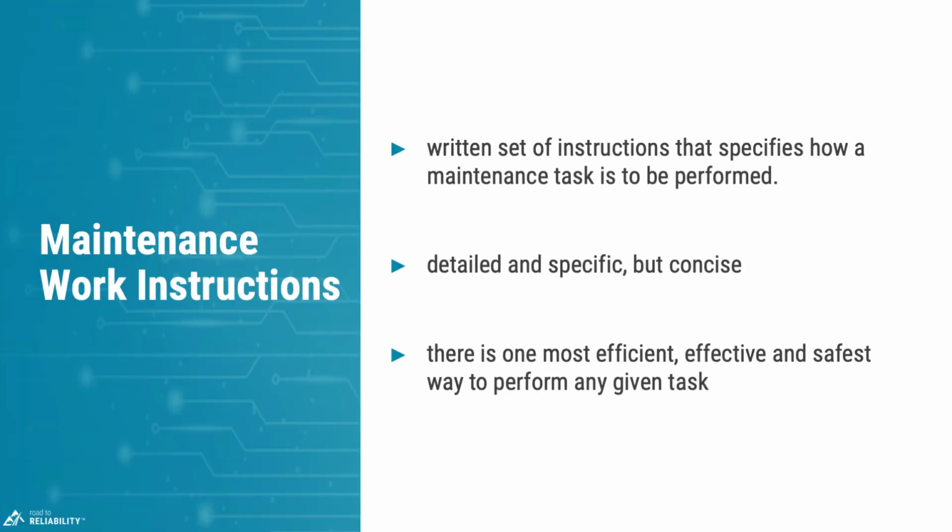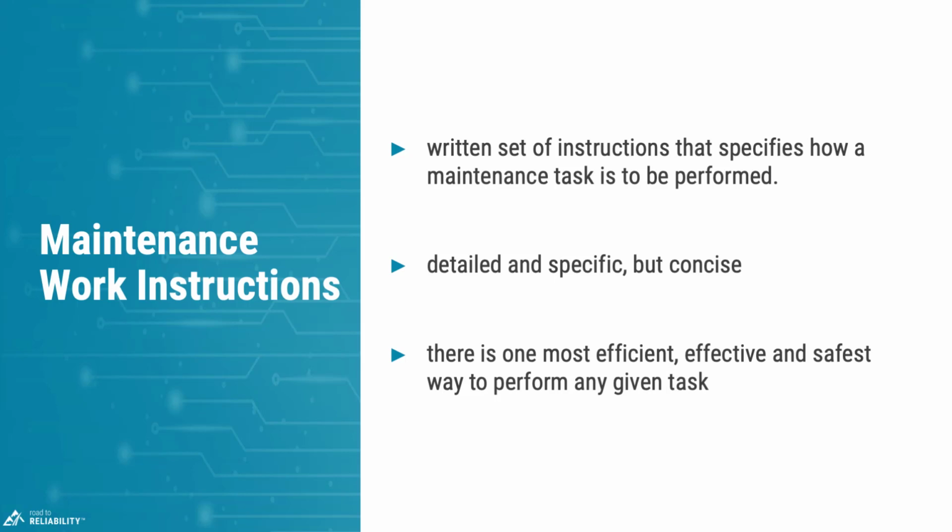Now, first of all, let's be clear about what maintenance work instructions really are. They are a written set of instructions that specify how a maintenance task is to be performed. And a work instruction should be specific and detailed enough that a competent maintenance technician who is new to your plant can do the work successfully by reading and following the instructions contained within the work instruction. So they need to be detailed enough, but also concise.